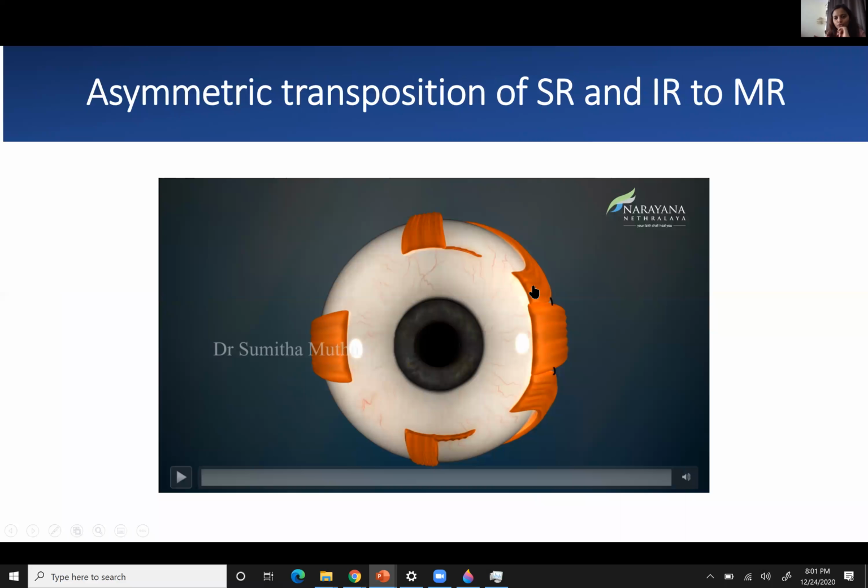This is transposition of the vertical muscles and the inferior rectus. Because there was hypertropia, we chose to transpose more of the inferior rectus and a little less of the superior rectus.